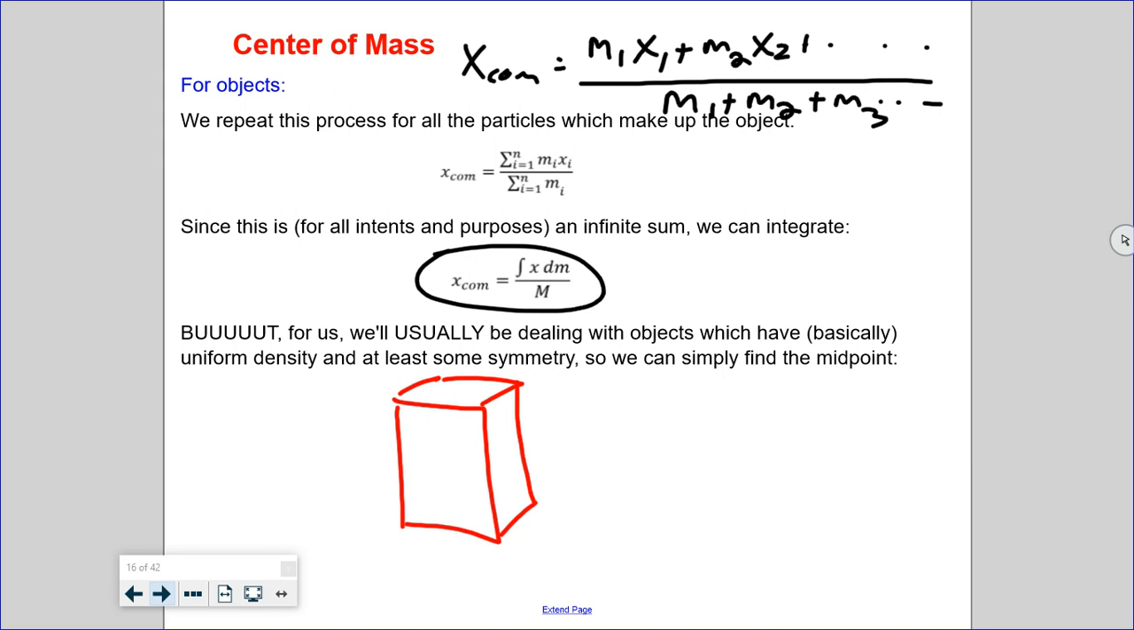And so when you've got a symmetrical object like this that has uniform density, the center of mass is exactly where you'd think it would be. It's supposed to go right through the center. It's at the geometric center of the object.